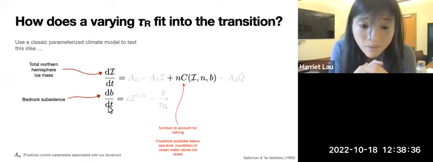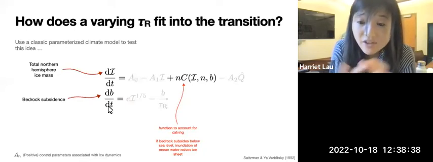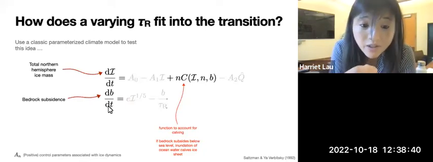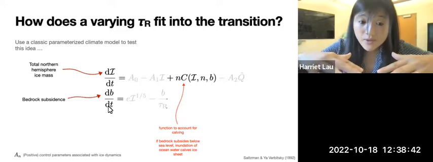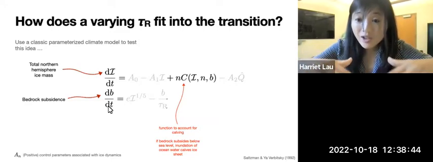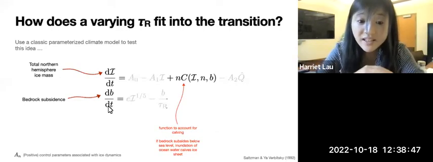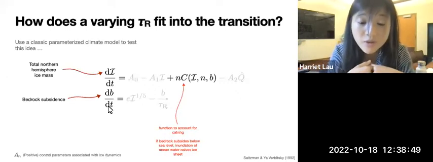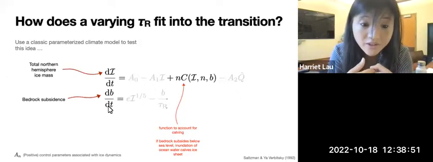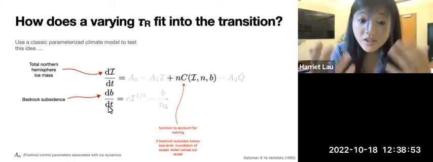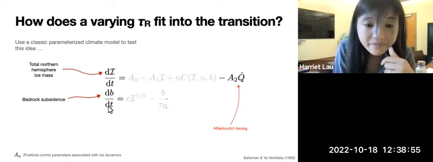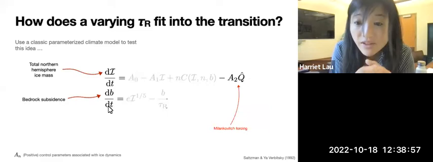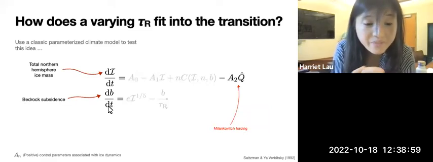Now, this is quite an important one. The C is a function that accounts for ice carving. So if bedrock subsides to a point where the crust is beneath sea level, you get inundation of ocean water, especially the Arctic Ocean. And that inundation of water carves the ice sheet. And finally, we have the forcing, the Milankovitch insolation.